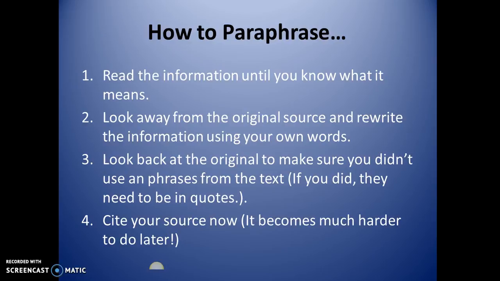How to paraphrase. First, you read the information in the article until you know what it means, or the website. Look away from the original source and rewrite the information using your own words. And if you can't use your own words, look back at the article again to make sure you truly understand what it's saying. And then again, look away to make sure that you can kind of write it down or type it in your own words. Once you have it typed or written in your own words, please make sure to look back at the original to make sure you didn't use any phrases from the text accidentally. If you did, it's okay. Just make sure that you put those in quotes so that you're giving credit to the author of the piece.